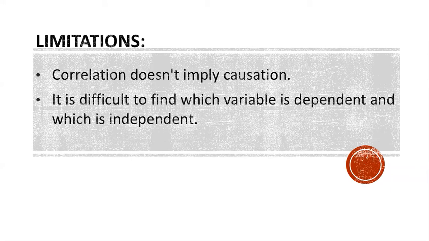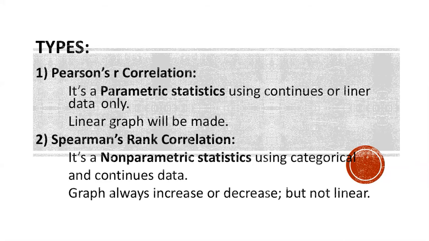Correlation does have some limitations, as it does not imply causation, which means that it will not tell us which factors are causing the deviation from the middle line. It is difficult to find which value is dependent and which is independent in correlation analysis.